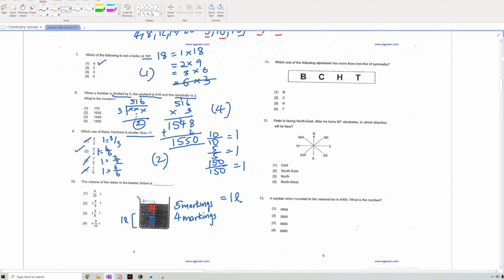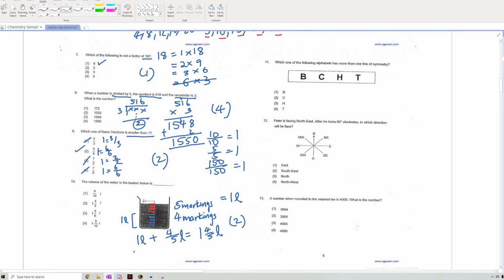Okay, so the correct answer is 1 liter plus 4 markings out of a total of 5 markings. This equals 1 4/5 liter. So the correct answer is option 2.